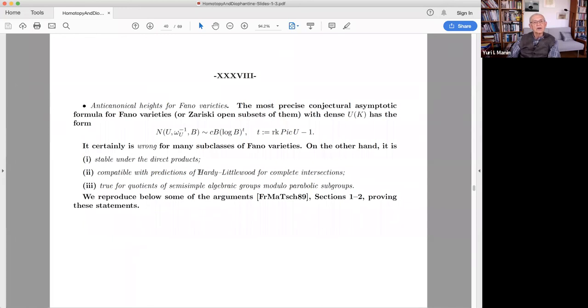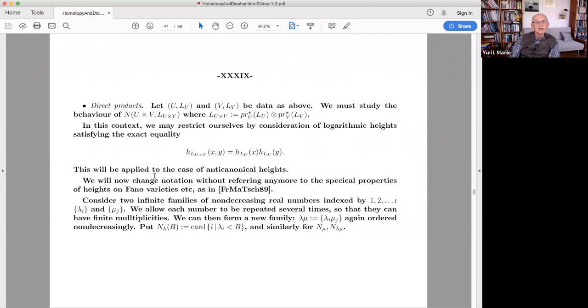Let me remind you that Hardy and Littlewood invented one of the strongest techniques in the 20th century for counting the number of solutions of a large system of homogeneous equations where the number of variables is very large in comparison with their degrees. And finally, it is true for quotients of semi-simple algebraic groups modulo parabolic subgroups. And below, I will reproduce some of the arguments in that paper proving this statement, because it is critically important to have in mind one concrete case that it is true in a more extended environment. The definitions will change, but the statement will remain.